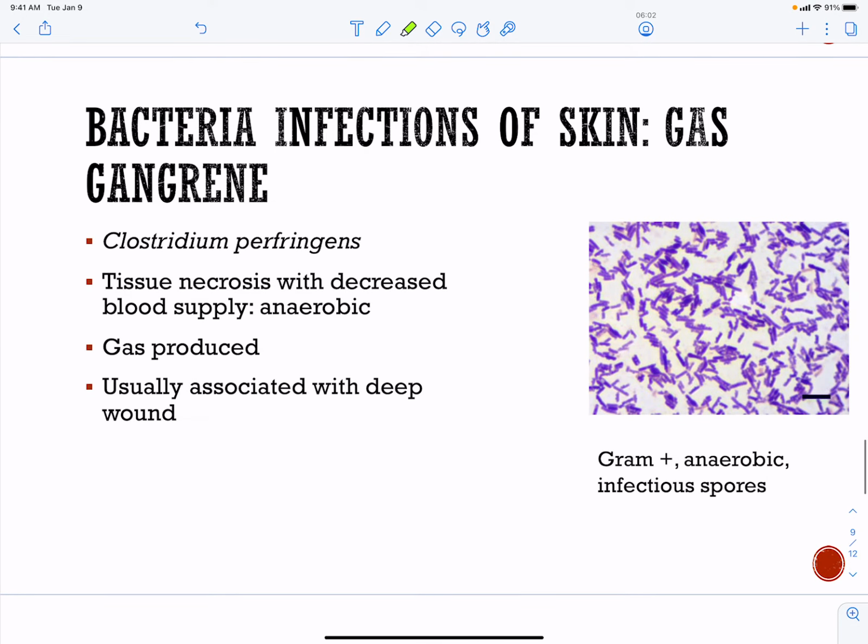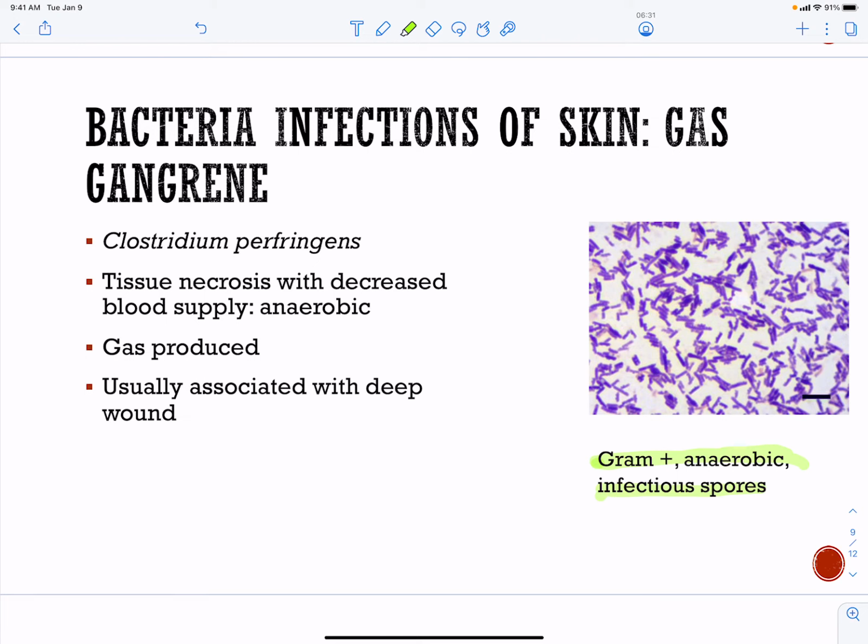Now, one that we'll talk about a little bit is gas gangrene. This is caused by Clostridium perfringens. Clostridium species are commonly found in the soil, Clostridium tetani, Clostridium perfringens, and these are gram-positive, strict anaerobes, so they do not grow in the air. In the soil, they're going to form spores, and the spores are going to be transmitted to people.